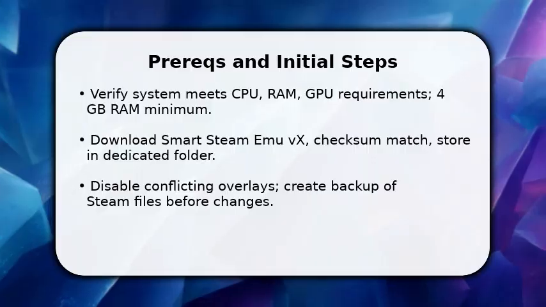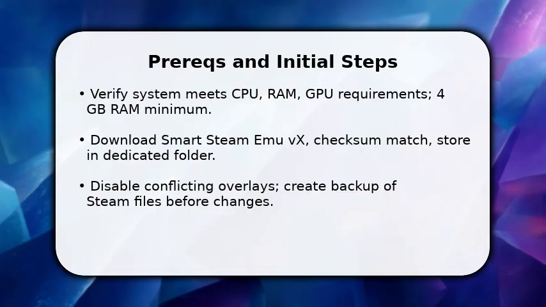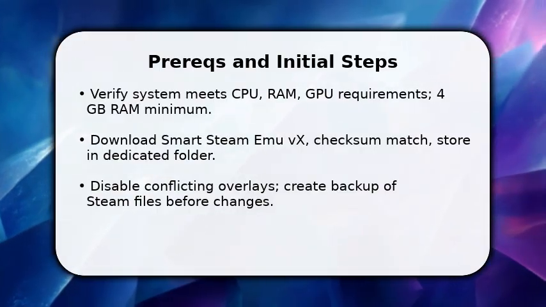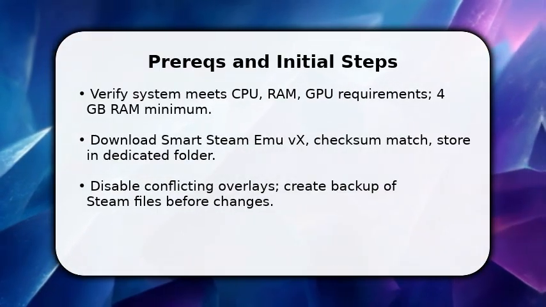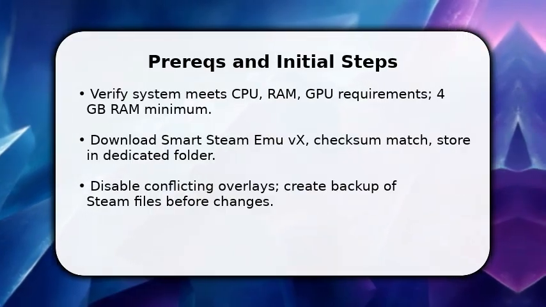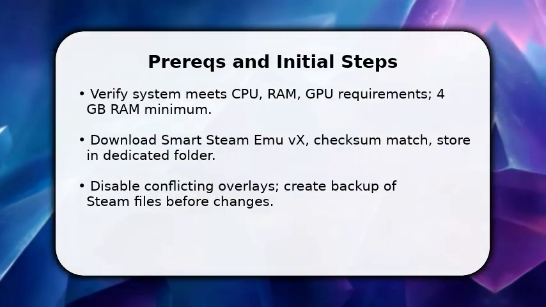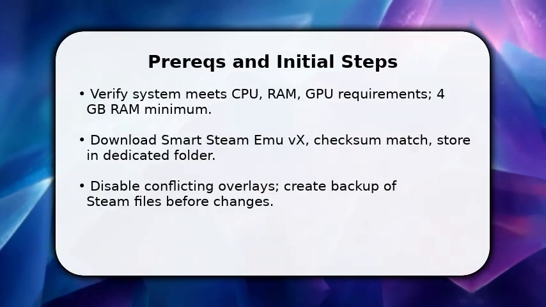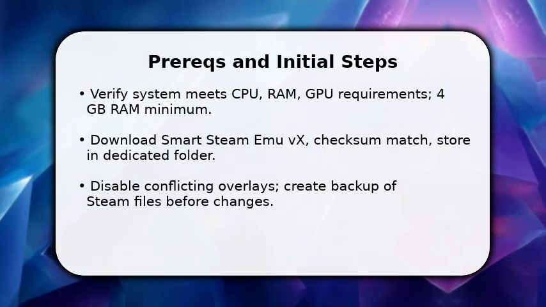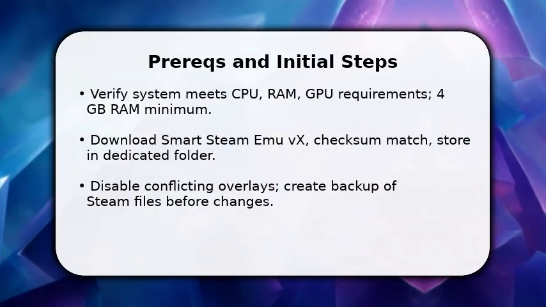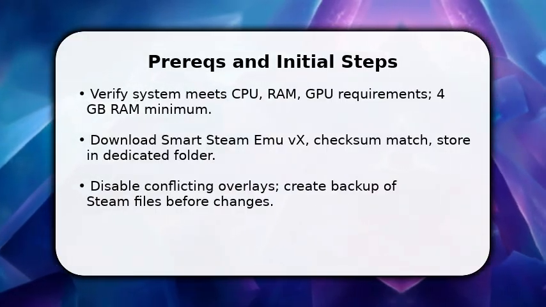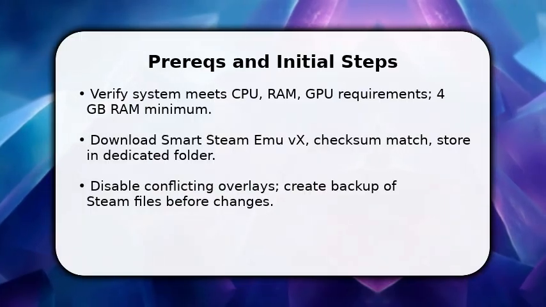You start by confirming requirements and getting the emulator files. Do this now so you avoid backtracking. Once downloaded, verify the checksum to ensure integrity and place the package in a dedicated folder so files don't mix. Make a backup of your Steam directory and disable overlays or anti-cheat hooks that conflict. This prevents corruption and simplifies rollback.